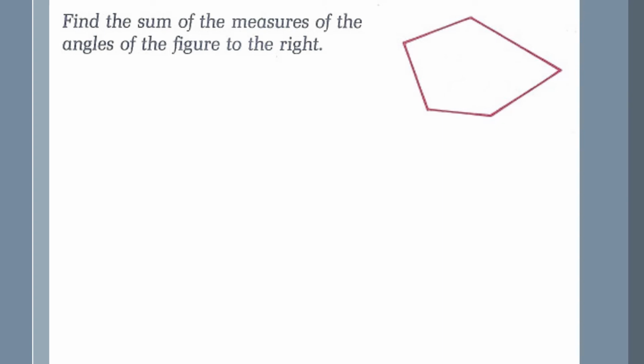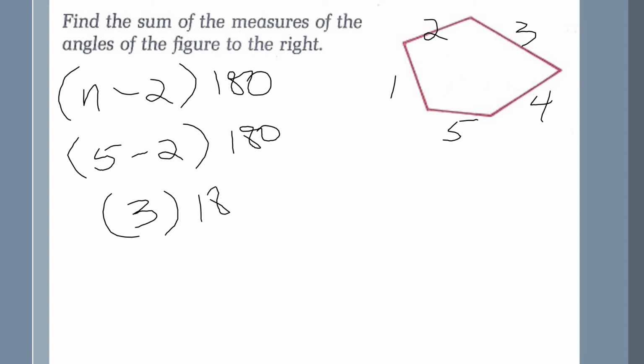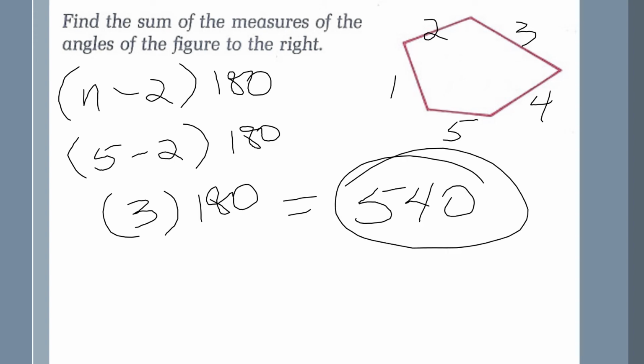Okay, so in this picture, we have a polygon, and it is a 1, 2, 3, 4, 5-sided, so it's a pentagon. So the sum of the measures is again always n minus 2 times 180. So 5 minus 2 times 180 becomes 3 times 180, which is equal to 540 degrees.